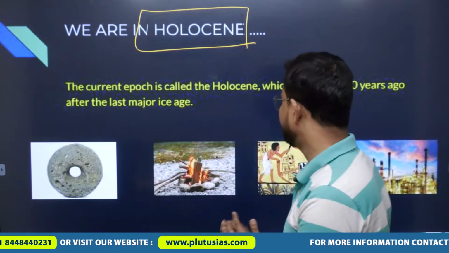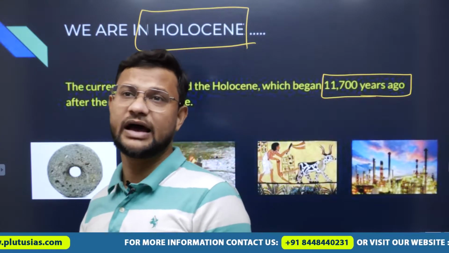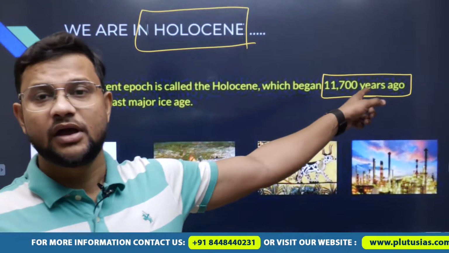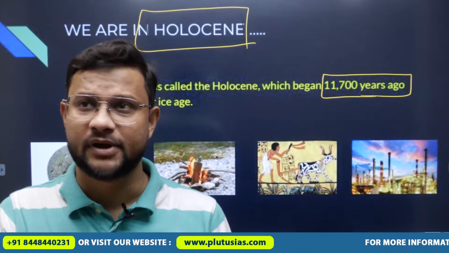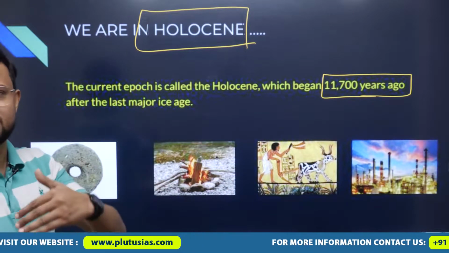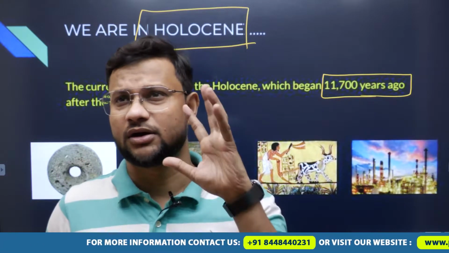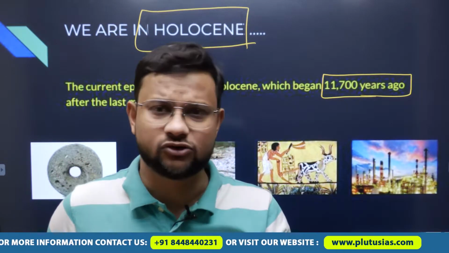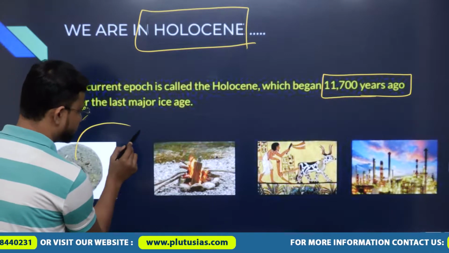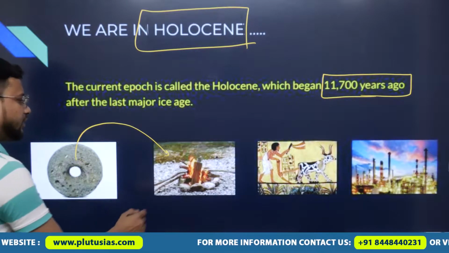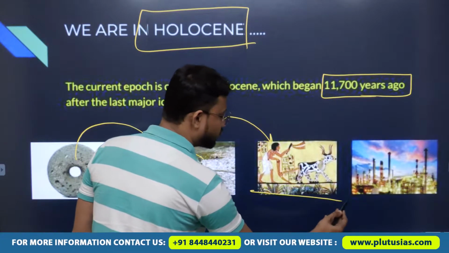So, stratigraphic evidences show that this Holocene is supposed to have started 11,700 years ago. And what happened later on? The evolution of human beings started way back, almost 4 to 5 lakh years before, and then the human species started to settle somehow. Wheel, then fire actually, then wheel. Then the agriculture practice was started.